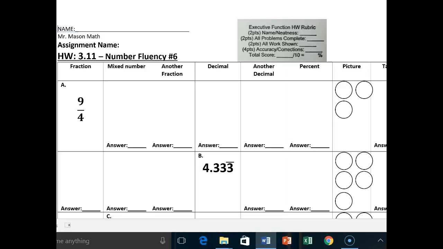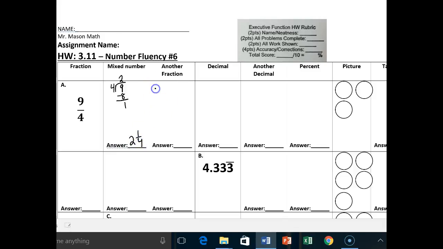I'm going to help you out with homework 3.11, number fluency, number 6, our old friend number fluency. So our first row here, row A, I have 9 over 4. I want to make it a mixed number, so I'm going to divide 4 into 9. Make sure you're paying attention because you do this on the back. All right, 9 minus 8 is 1, so my mixed number is 2 and 1/4.